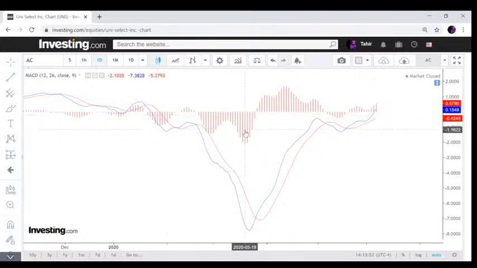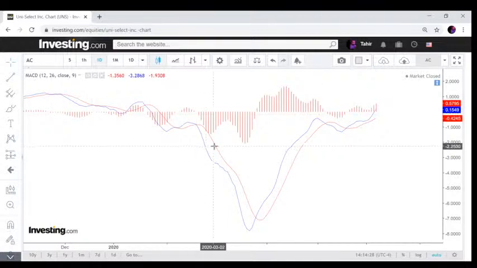And the third component is this histogram, which we also call a bar chart. This is the zero axis. If you can see my cursor here, this x axis is currently at the zero line. Above it is positive and below it is negative. The height of these bars shows you the strength of the divergence or the convergence. As the name says, MACD: moving average convergence divergence.